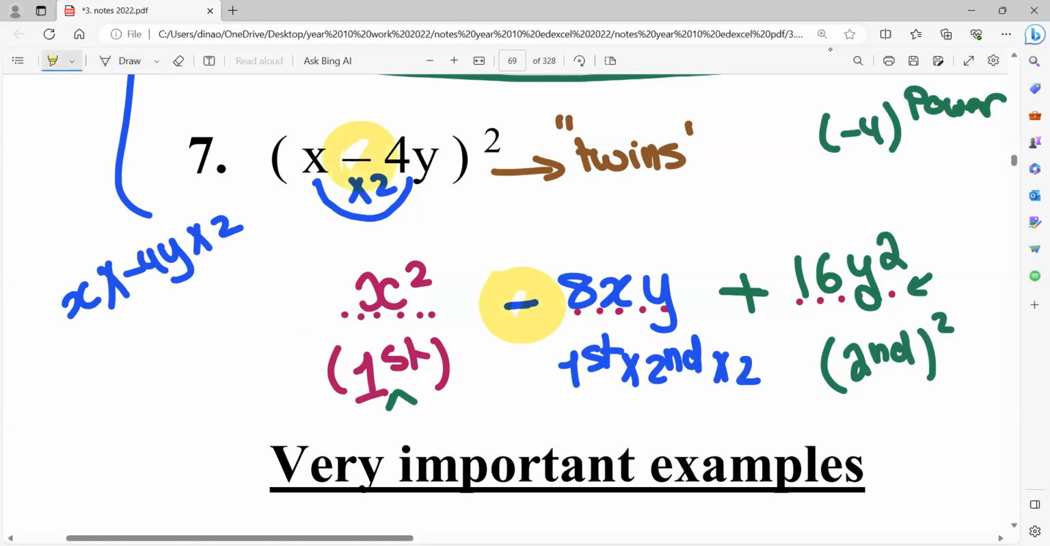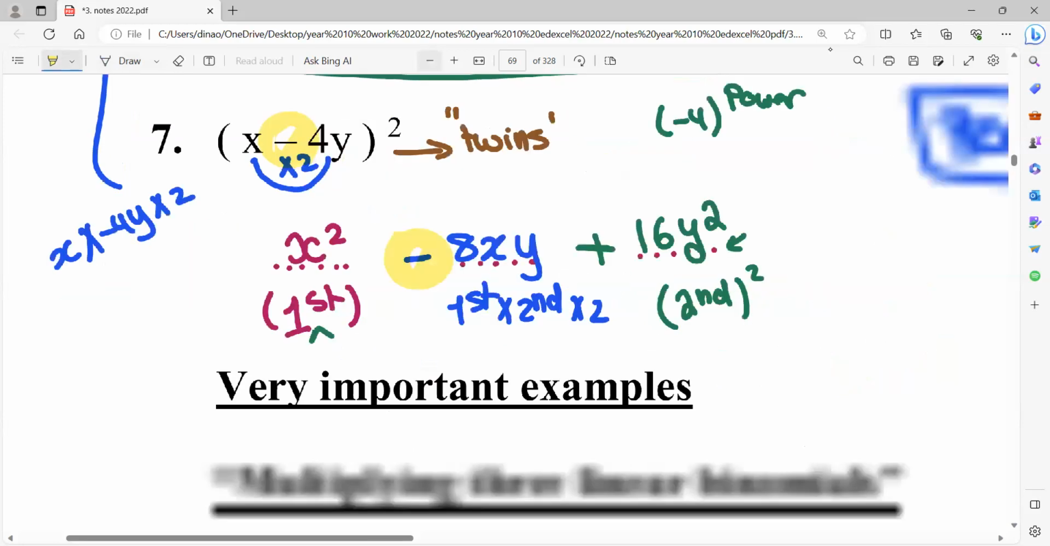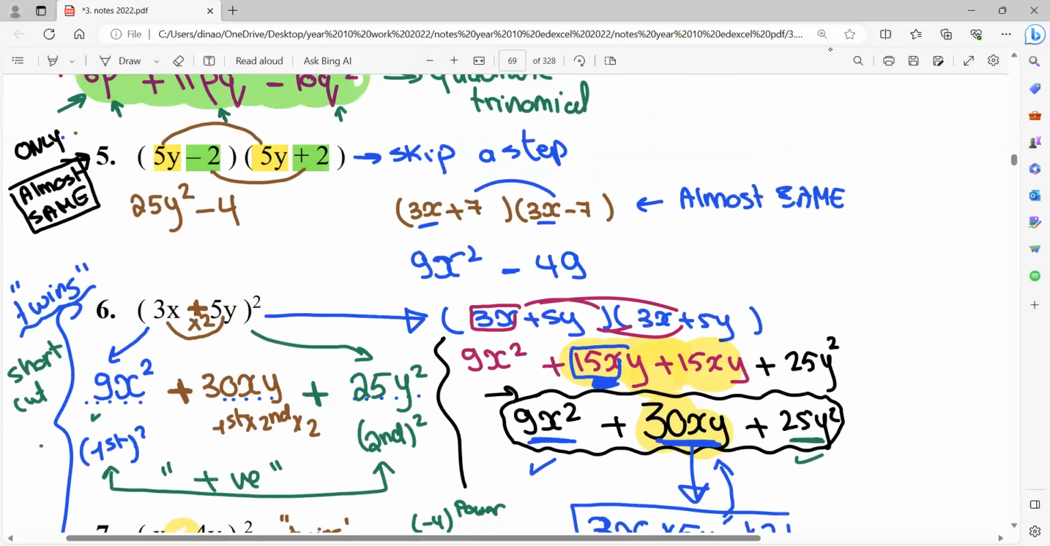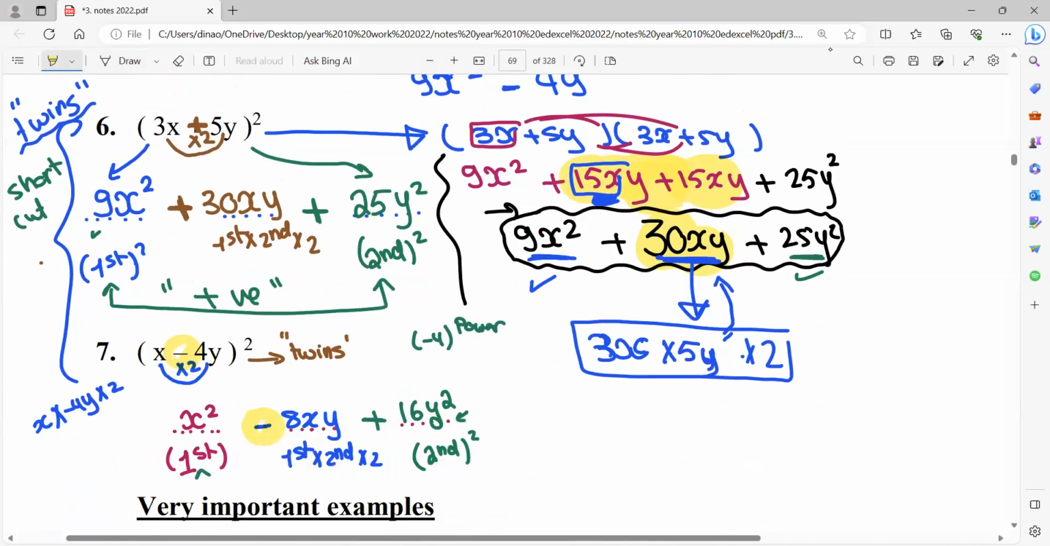Now, again, these shortcuts, the one I introduced, almost same and twins. These shortcuts are only used in these cases. Almost same, let me highlight almost same, is the only case where I use skip step. The twins are the only case where I use this method: square the first, square the last, first times second times 2. Now, if you don't like any of these shortcuts, you don't have to use them.